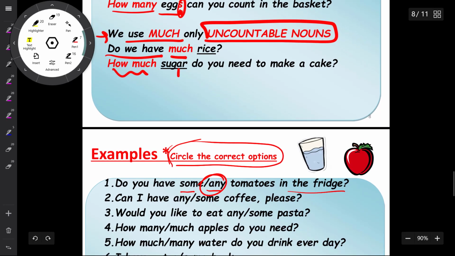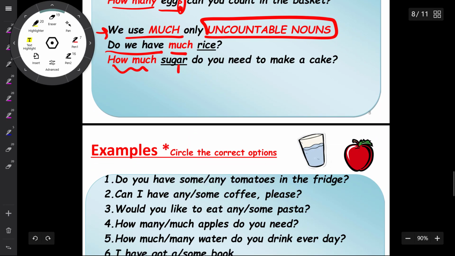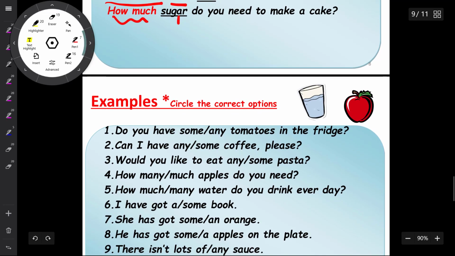Okay. Circle the correct options. Let's have a look. Okay, we have got some options in the sentence like some, any, and we are going to circle the correct option according to the countables and uncountables, questions, negative and affirmative sentences. Okay, let's look. Number one. Do you have some or any tomatoes in the fridge?